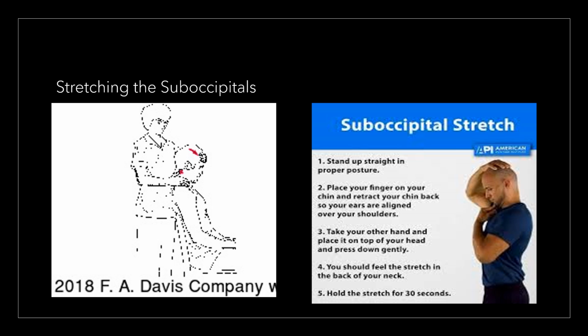Hold the stretch for 30 seconds. I think that those are good, clear-cut instructions for a suboccipital stretch. Remember that forward head posture predisposes a lot of patients to suboccipital shortening. And so this is a good stretch to know and know how to educate somebody on how to perform.